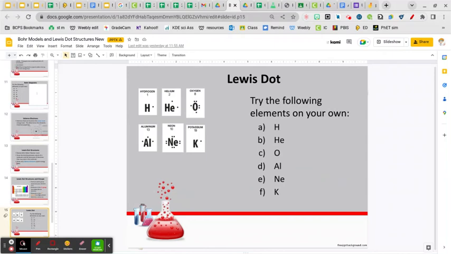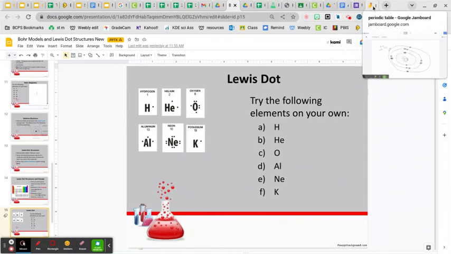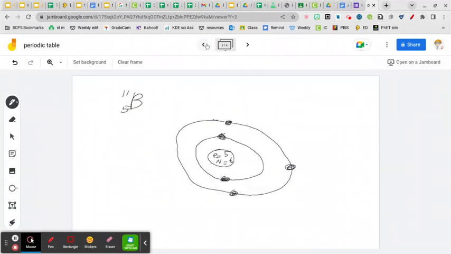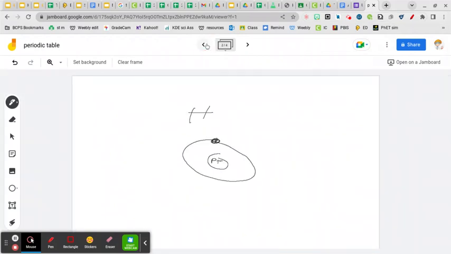So let's go back to those things that we were just doing, looking at their Bohr models. And now we're going to do a Lewis dot structure. You will start by just drawing the symbol. There's your Bohr model over there. This would be the Lewis. I just draw H, okay? And I say, well, how many valence electrons does it have? Well, it just has one.